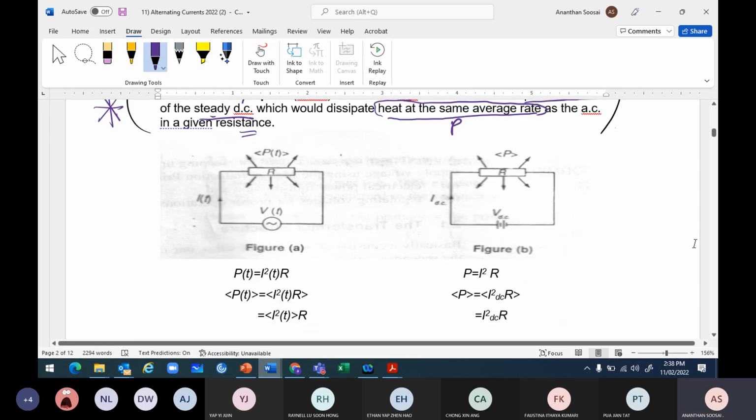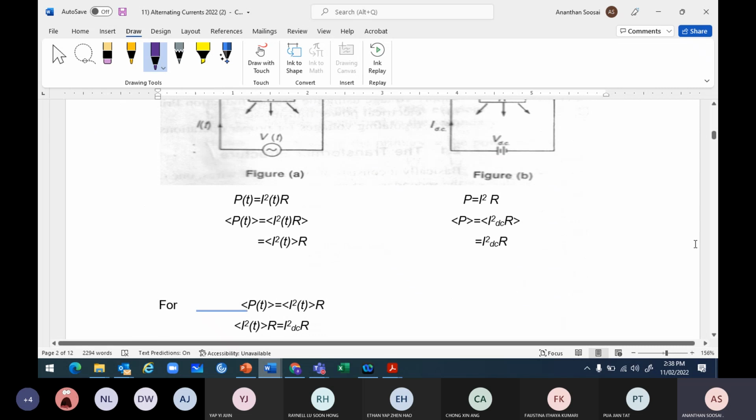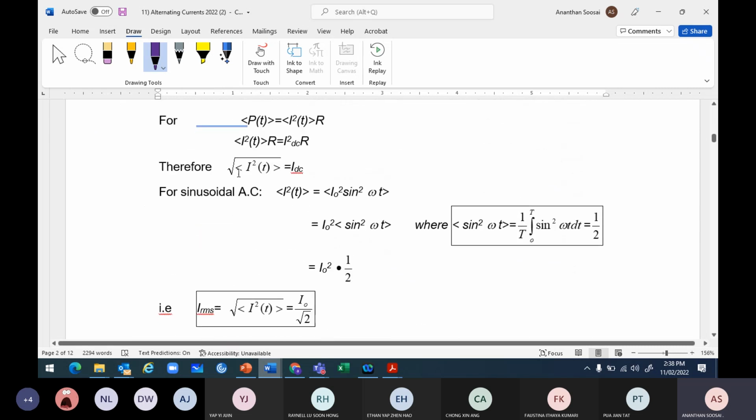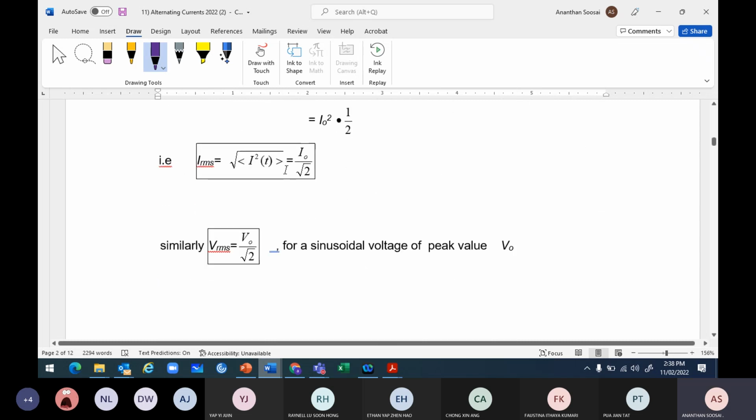Okay, so we stopped there the last day. This is the derivation we use to end up getting the root mean square. It is the value equivalent to the direct current value, which gives you the same effect. Then I told you that for sinusoidal alternating current, how are I RMS and I peak related? How are V RMS and V peak related? I RMS is equal to I naught over root 2.